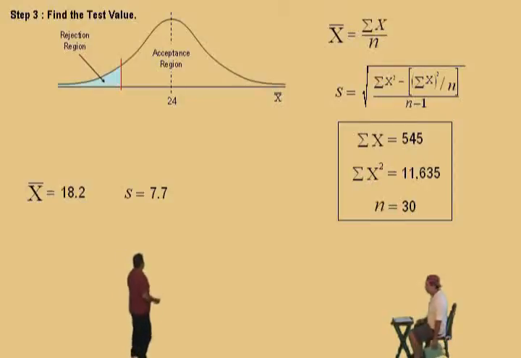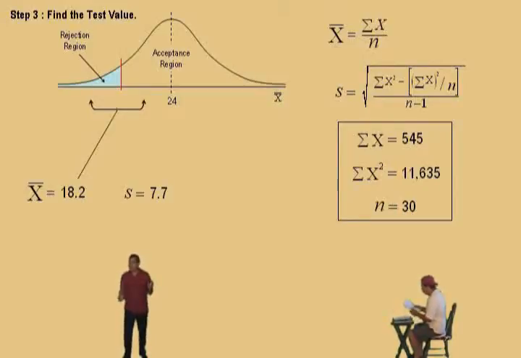Now notice, from our 30 data values, our sample mean came out to be 18.2. Well, that is less than 24, right? Remember, the researcher reported that the average time it takes students to drive to campus is less than 24. Well, we're getting 18.2. But we have to see if that's a significant enough result to support what the researcher has said.